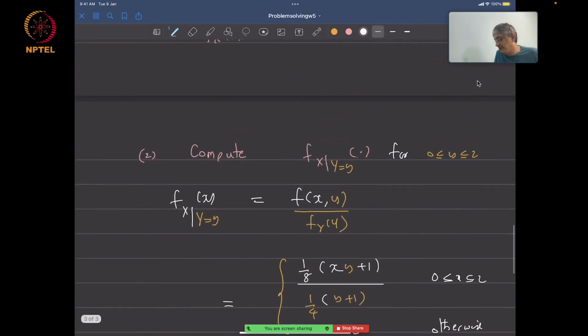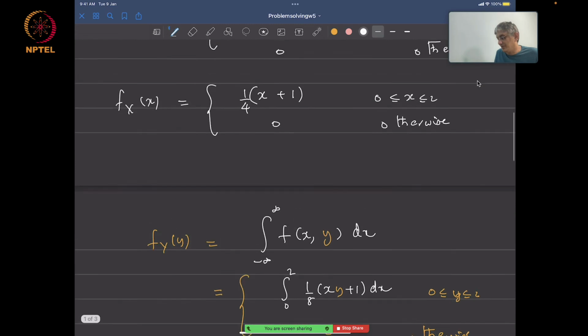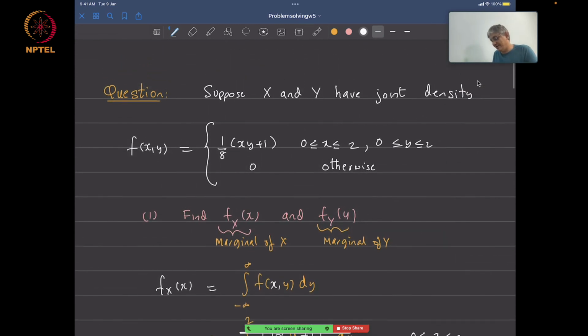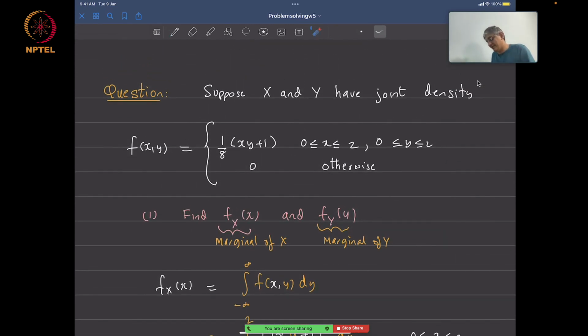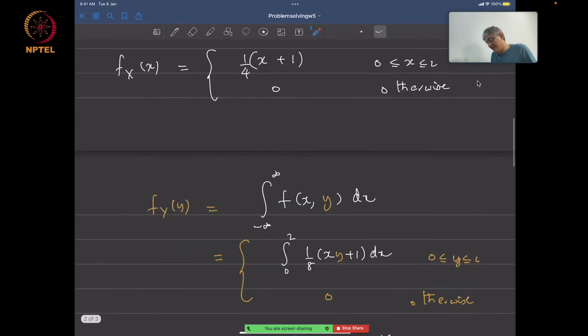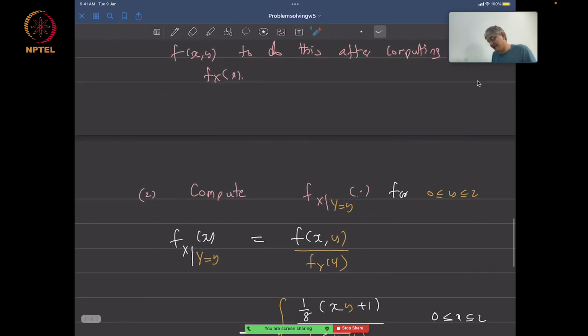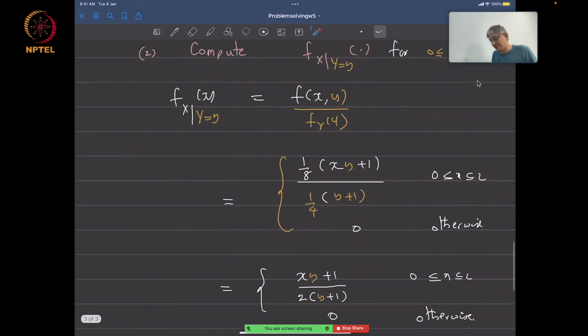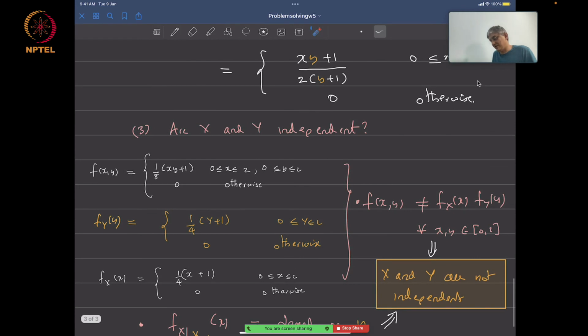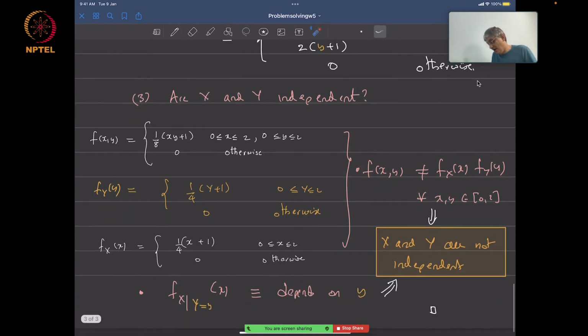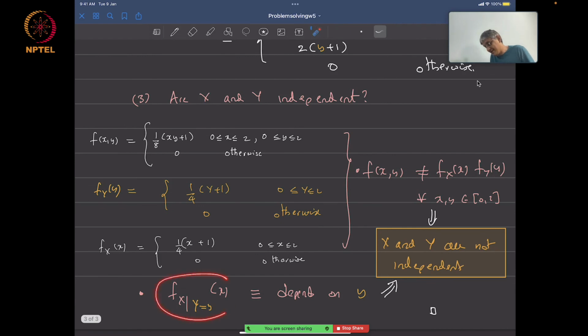If you have a joint density, you can compute the marginal density by integrating out the other variables. For x, you'll integrate out the y. For y, you'll integrate out the x to find the two marginals. To find the conditional, you just divide the joint density by the appropriate marginal density. Once you do this, you can check independence by either checking f_XY is not equal to f_X times f_Y, or just verifying if the conditional density depends on the other variable. If it depends, then x and y are not independent.